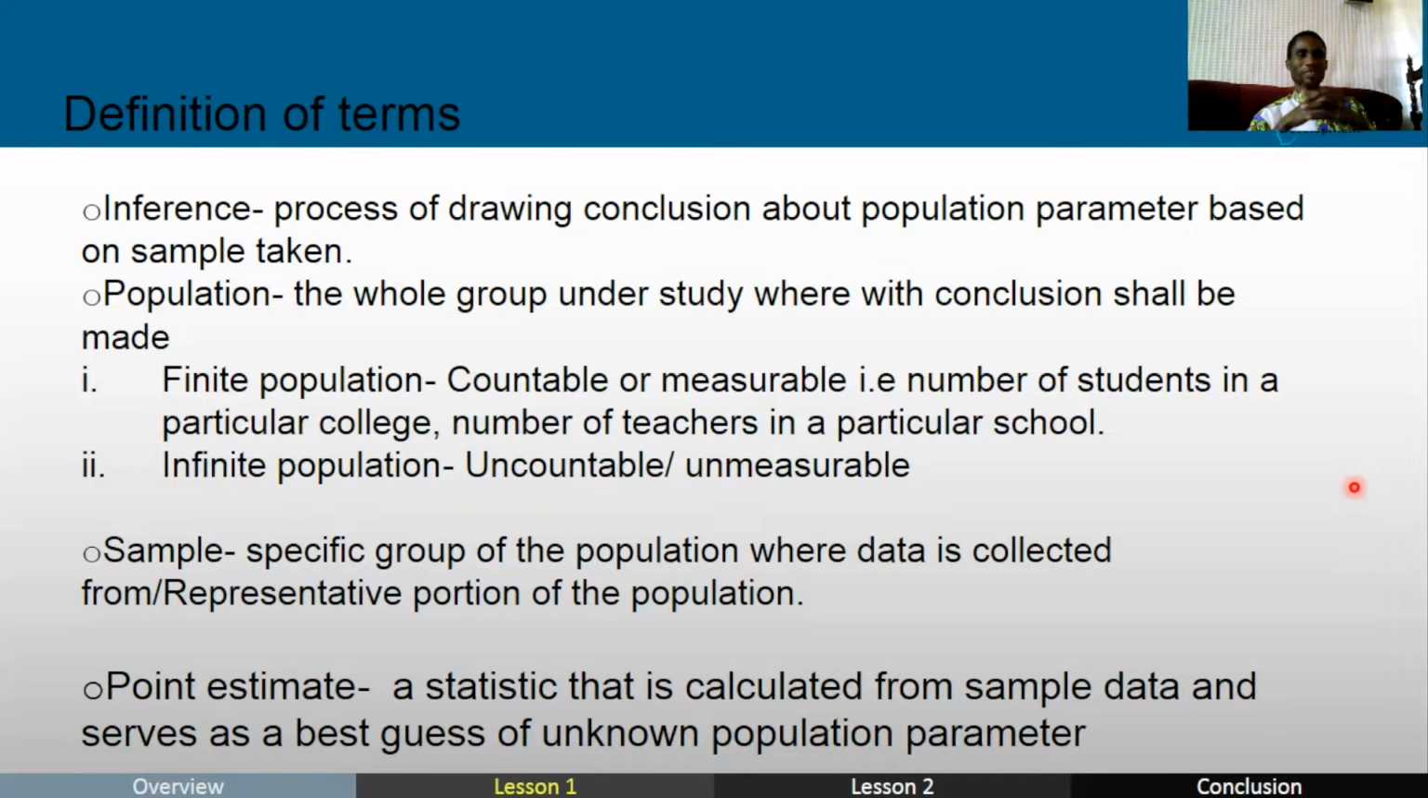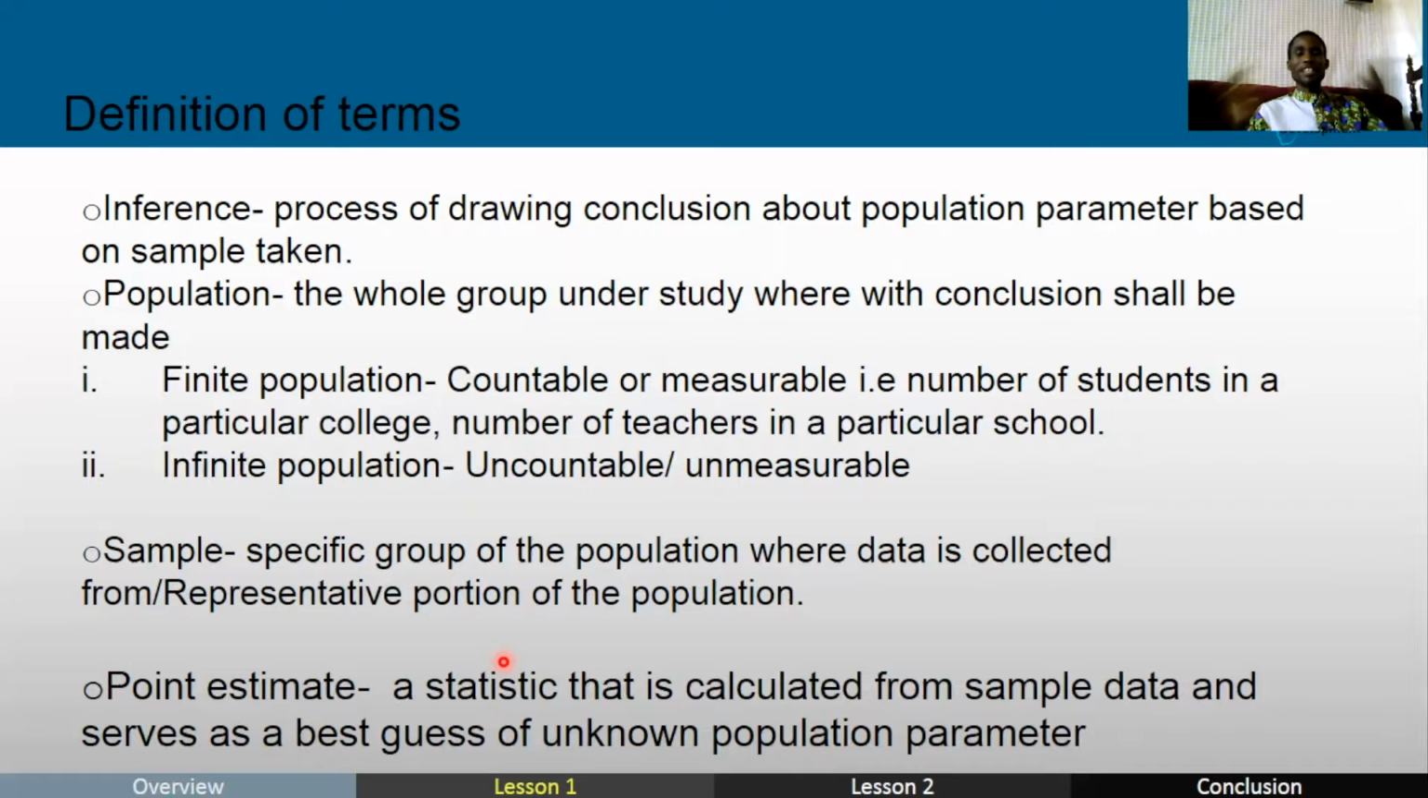That is a representative portion of the population, which is the students in the particular college that you are studying. Also, you should be aware of a point estimate. A point estimate is a statistic that is calculated from sample data and serves as the best guess of a known population parameter.